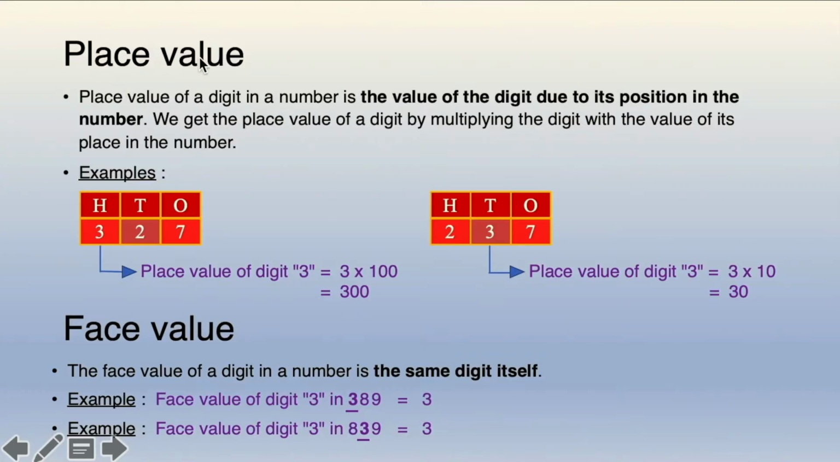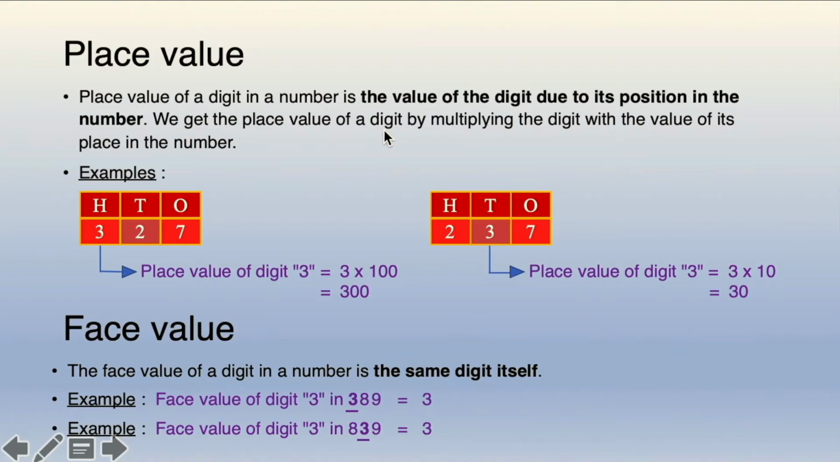Now, place value. Place value of a digit in a number is the value of the digit due to its position in the number. We get the place value of a digit by multiplying the digit with the value of its place in the number. So, the place value of any digit in a number is always dependent on the position of the digit in the number. Now, how do we get the place value of digit 3 in this number 327?